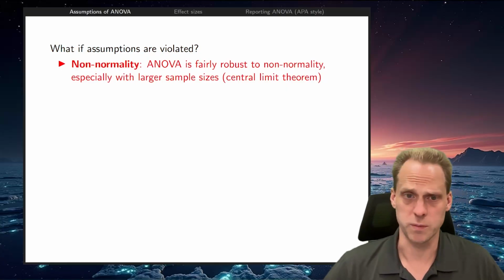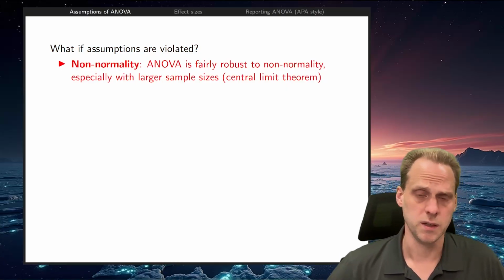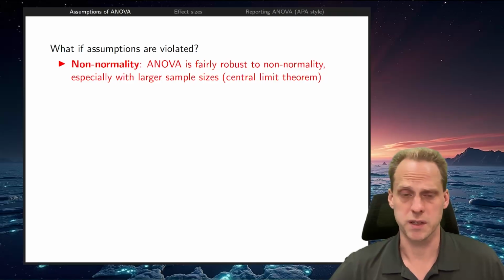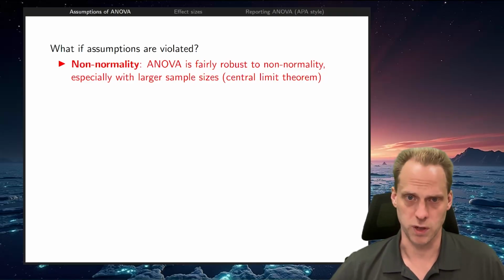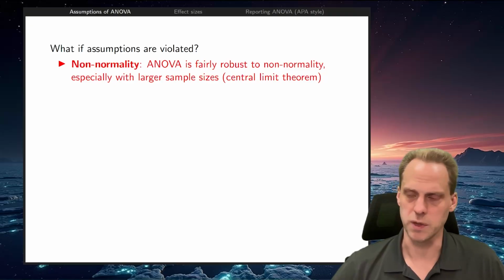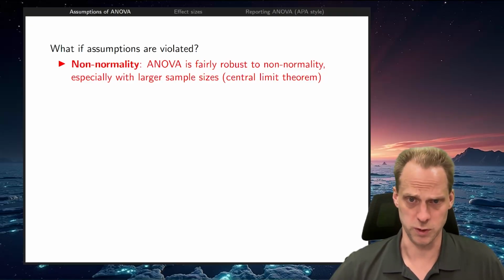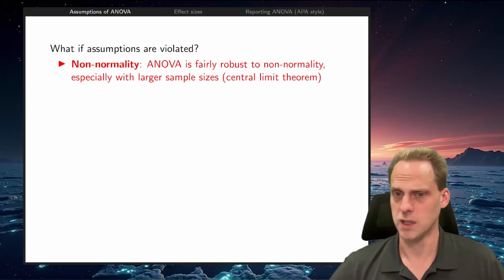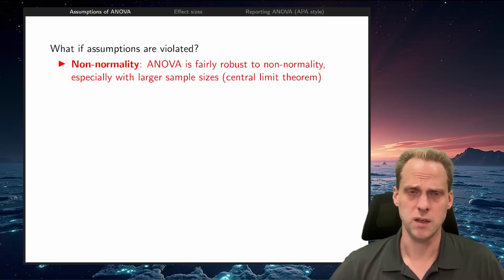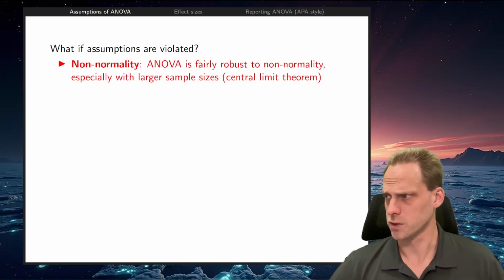What do we do if an assumption is violated? Non-normality. Well, ANOVA is fairly robust to non-normality, especially with large sample sizes, because of the central limit theorem. So we're looking at group means, and they tend to be normally distributed due to the central limit theorem. So actually that's not that much of a problem. If it's really very non-normal, then it's worth considering.